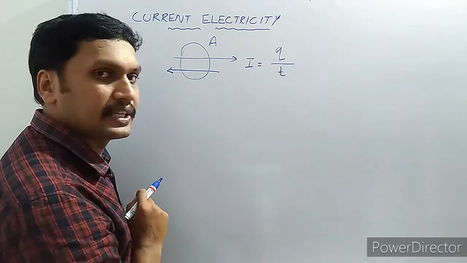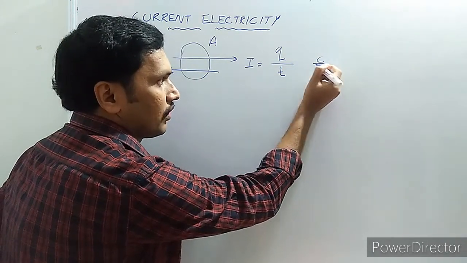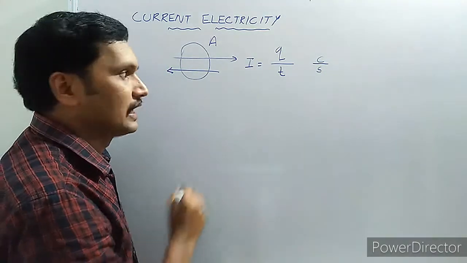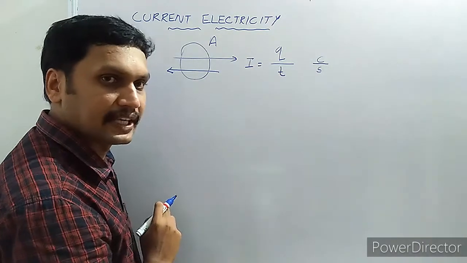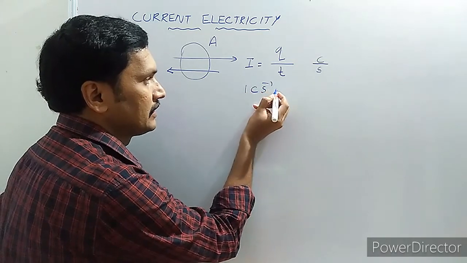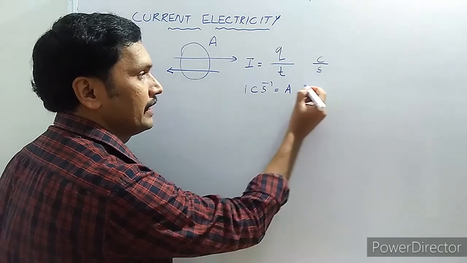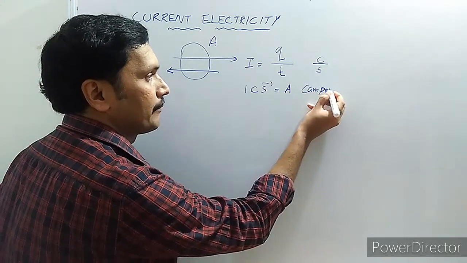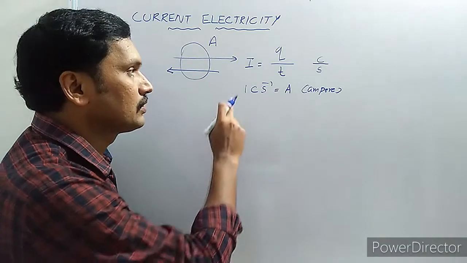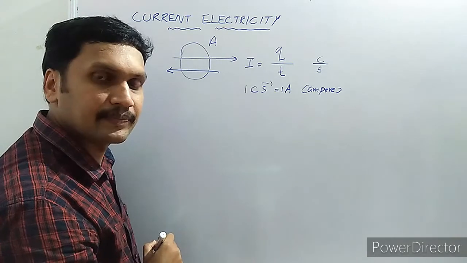And the unit of electric current: you know that the unit of charge is coulomb and the unit of time is second. So the unit of electric current is coulomb per second, and 1 coulomb per second is commonly known as ampere, denoted by a simple A. Ampere is the SI unit of electric current. 1 ampere is equal to 1 coulomb per second.